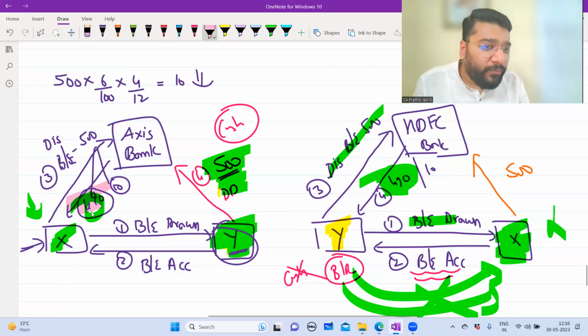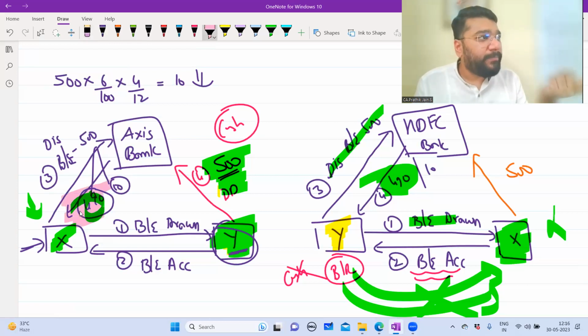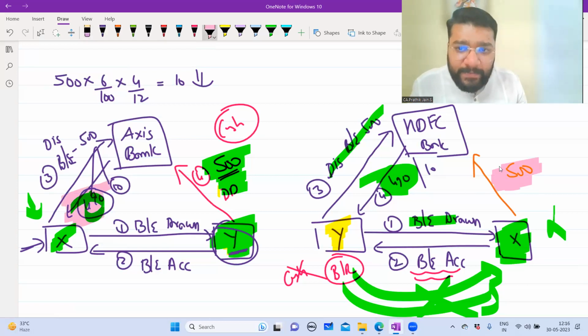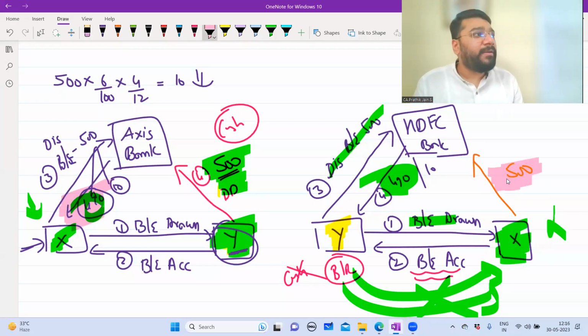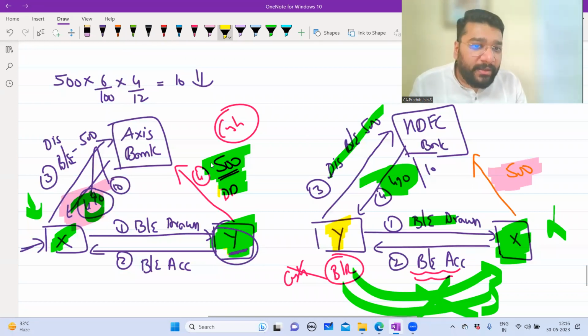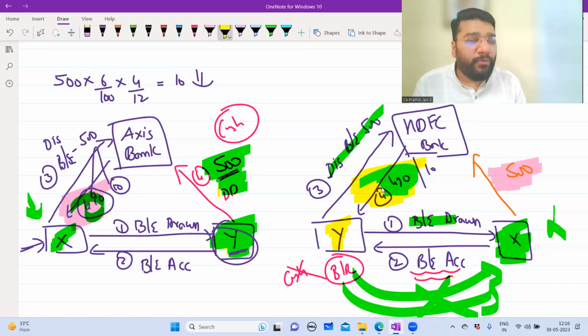So here, guys, think now. Here, X has got 490 rupees. He's enjoying this money. And here, X is making the payment to the banker. So 490 he's enjoying here, 500 rupees he's paying here, and the 10 rupees difference is the charges. Same way here, guys, Y is enjoying 490 rupees. He's receiving the money here and making the payment here.